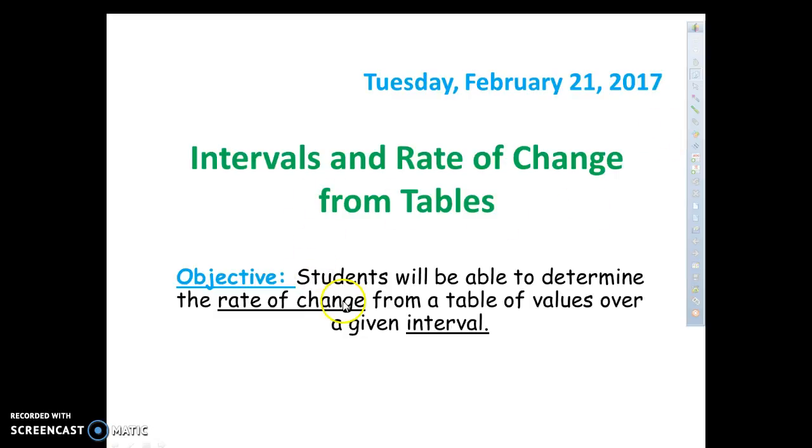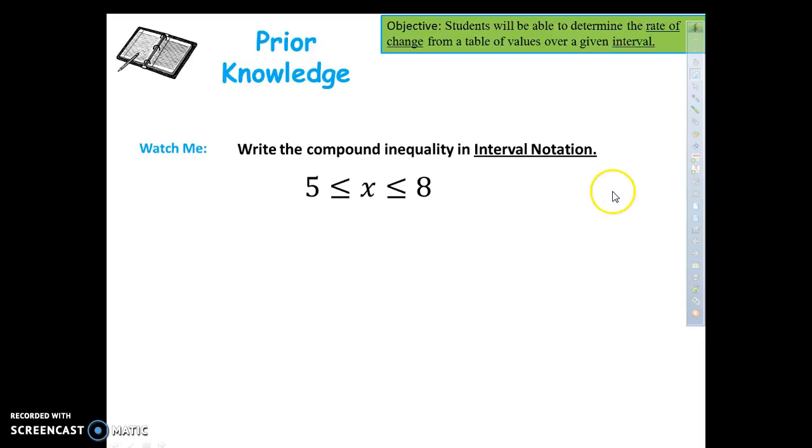Today, our objective is students will be able to determine the rate of change from a table of values over a given interval. You'll determine the rate of change from a table of values over a given interval. Please go ahead and make sure that you write down this objective. So for prior knowledge, please make sure you write this down.